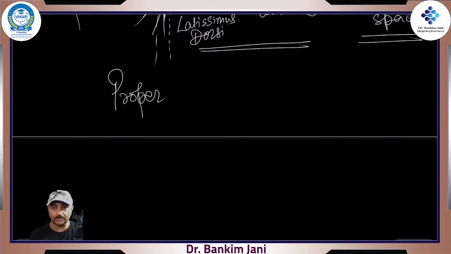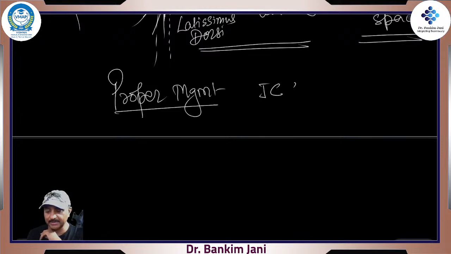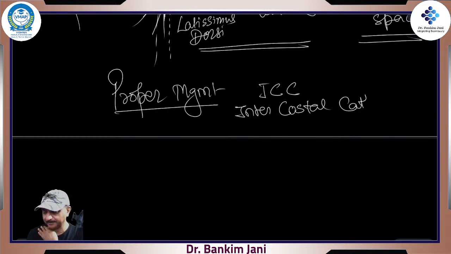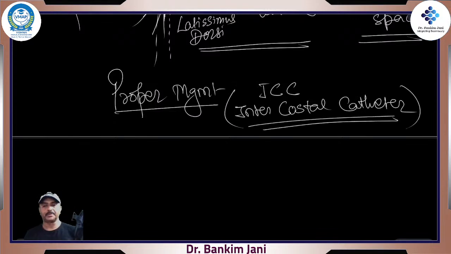That needle is okay, but it is only for life survival. Because when you put the needle there, the pressure would diffuse and the lung would stop collapsing further. But still, you need to drain. So for proper management, you need to put a catheter. It is called the ICC, that is, intercostal catheter. Intercostal catheter is what you have to put.